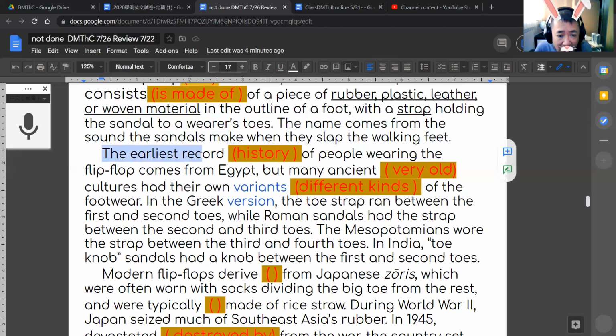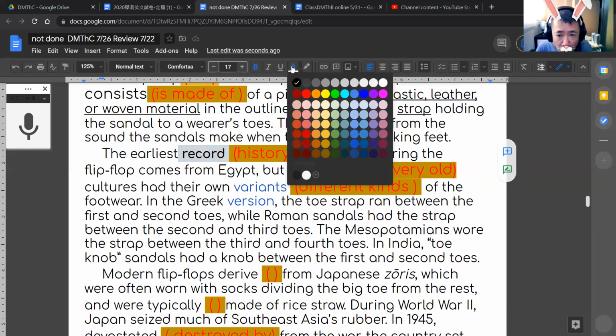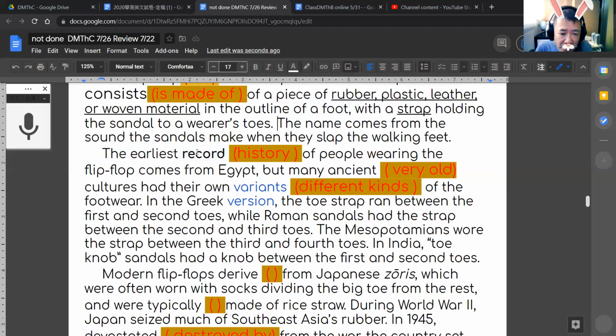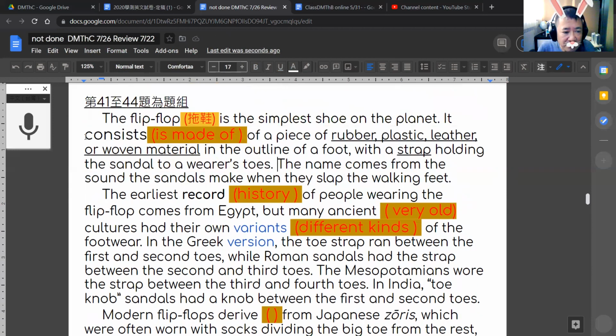The earliest record history. Okay. Now, first of all, I need to say that record, you have to say record when it is a 名词. When it is a 动词, you say record. Okay. So record here is the history, the 记录, right? The earliest record. So record, not record. Okay, record.